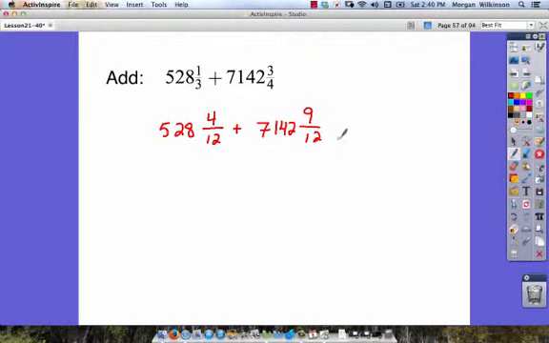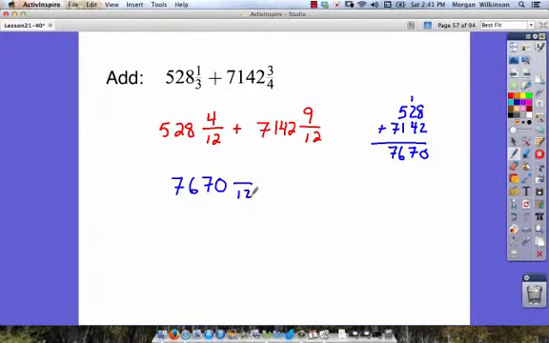And now we can answer our problem. Let's work it on the side. We have 528 plus 7,142. 8 plus 2, that's 10. We'll carry our 1. We have 7 in our tens place, 6 in our hundreds place, and 7 thousands. So we've got 7,670 and something out of 12.